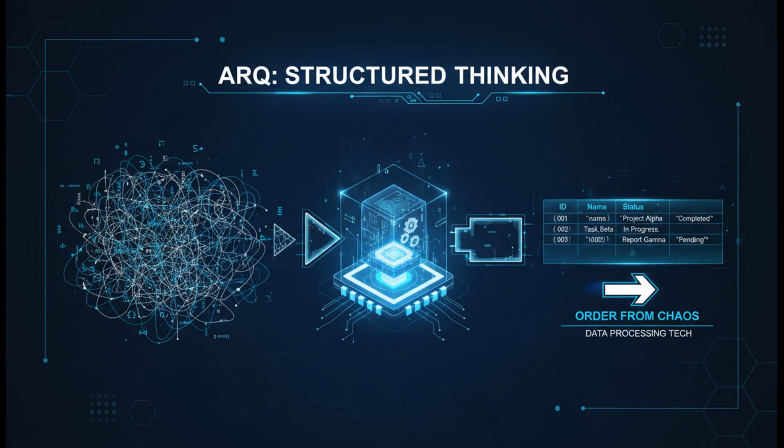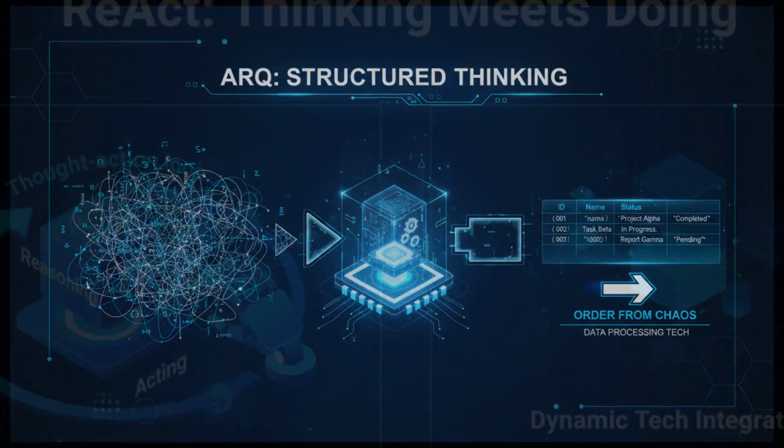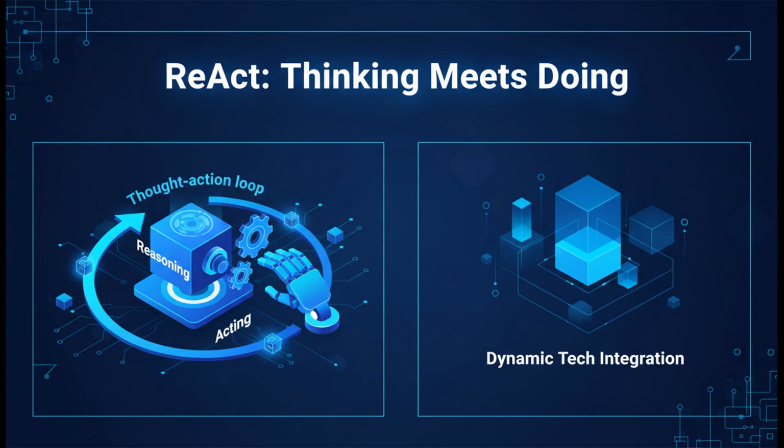Sometimes freeform thinking isn't enough. Techniques like attentive reasoning queries, ARQ, force the AI to answer specific domain-related questions in a structured format, preventing it from drifting off topic during long tasks. CoT isn't just for talking, it's for doing. The ReAct pattern lets an agent think about what it needs, take an action with a tool, like searching the web, and then reflect on the result to decide its next move.